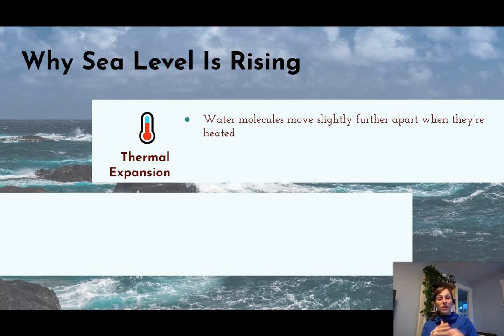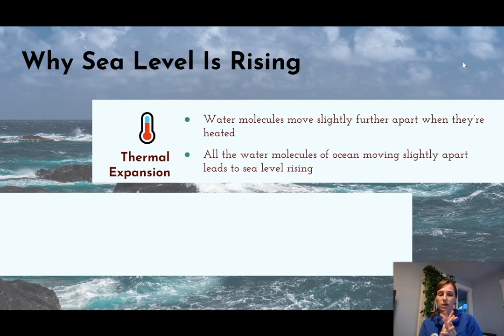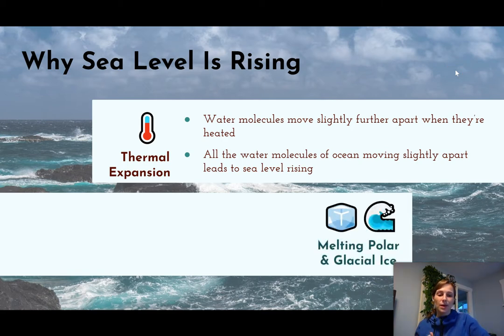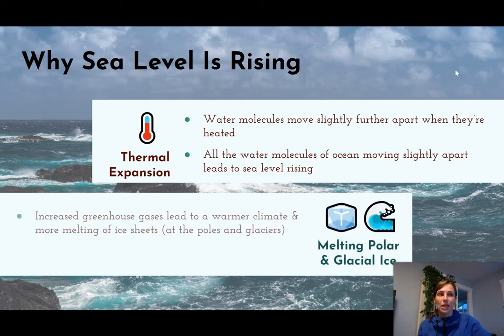So why is that? The first is because of thermal expansion. Water molecules move slightly further apart when they're heated. Think of the fact that the molecules start moving more, and so they end up moving slightly farther apart. Now, when you have all of the molecules in the ocean moving slightly farther apart, that's going to result in rising sea levels.